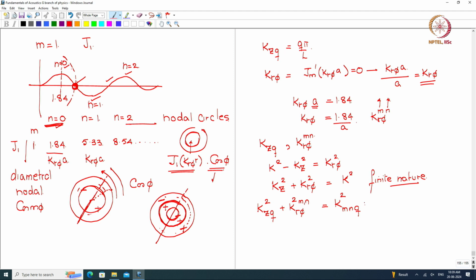Okay, so now kzq is q pi by L, so I have q pi by L whole squared and whatever value I get plus k square mn r phi, whatever I get is k square mnq, which I write as omega square mnq by c square. Okay, and let me take this to the next page.